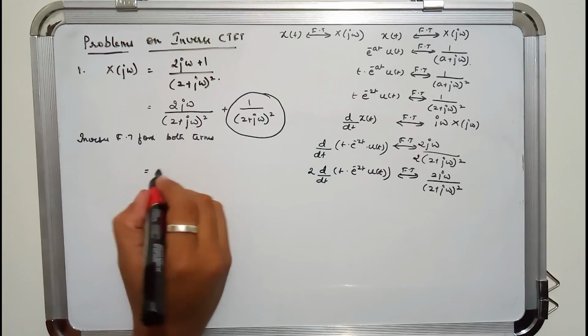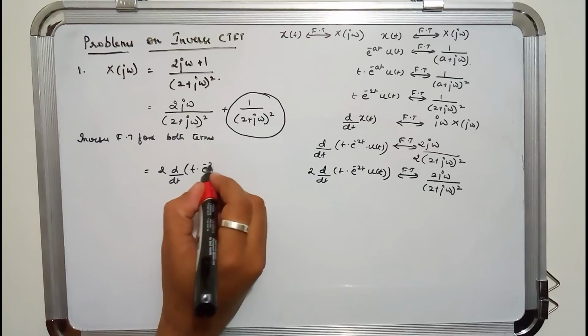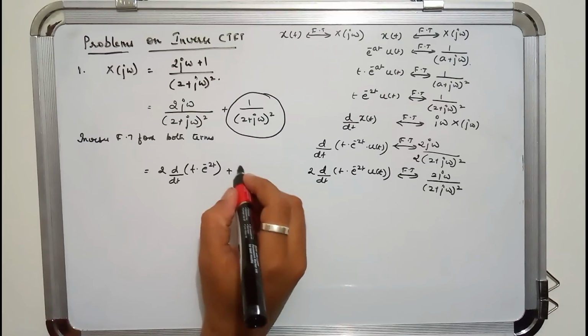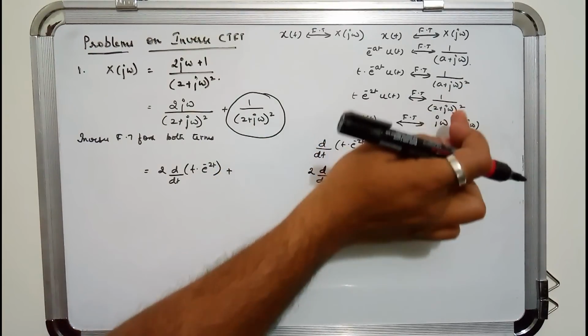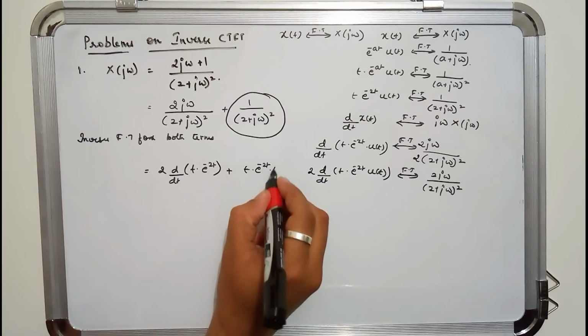So if I take the inverse Fourier transform for both terms, I'll be getting this one as 2 into d by dt of t into e power minus 2t plus, what is the inverse Fourier transform of 1 by 2 plus j omega whole square? It is t into e power minus 2t into u of t.